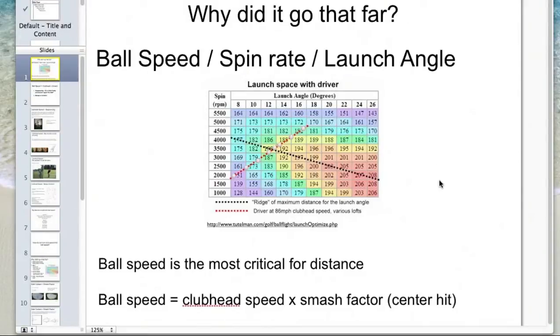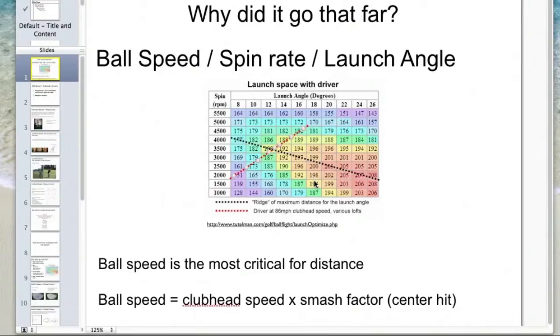There are three main factors when it comes to why the ball went that far. The first one is ball speed, how fast the ball is moving when it leaves the club face. The second is spin rate, and the third is launch angle. Now in club fitting, for decades, they've used charts similar to what I have in the presentation right here, which basically say that if you take any given ball speed, you can predict how far the ball is going to go based on the spin rate and the launch angle.